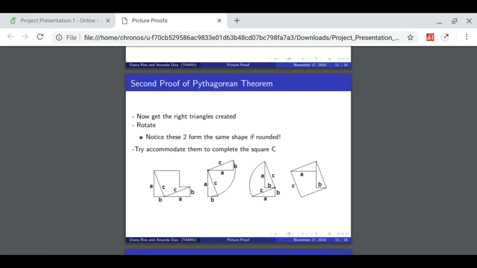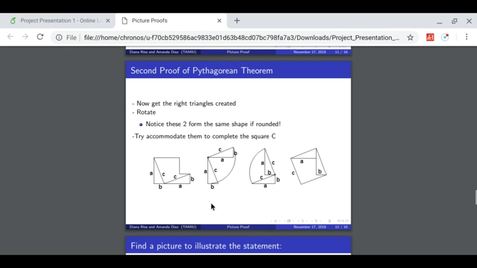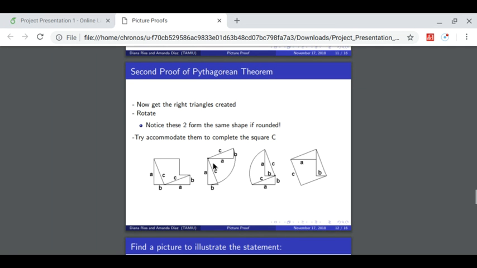Now we get the right triangles created that we have here. We rotate the right one clockwise and the left counterclockwise to meet at the top of their vertex. Then we try to meet them at their bottom vertex, as we have here, and we try connecting them. Notice they form the same rounded shape in both pictures when you try to connect them.